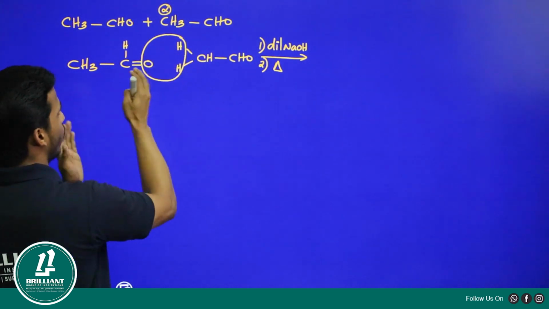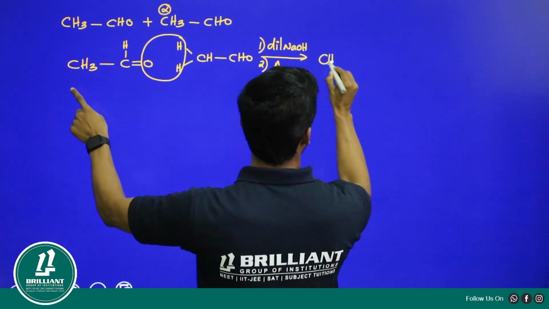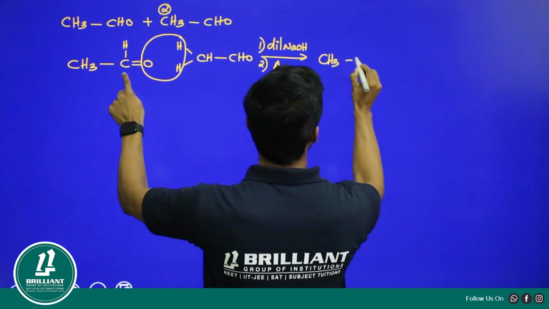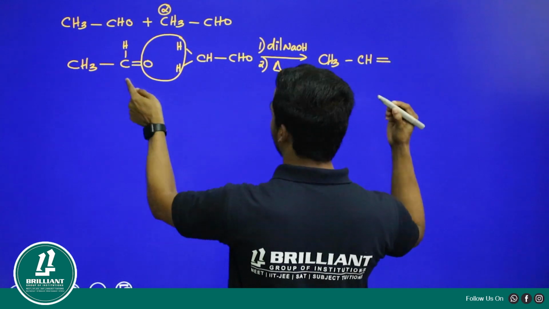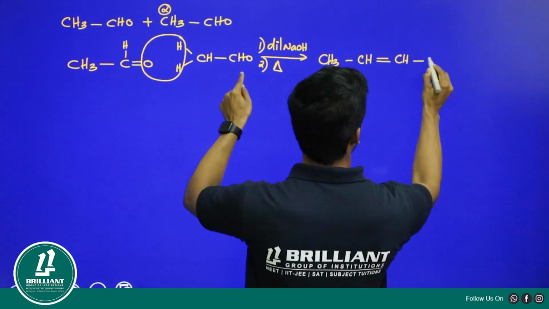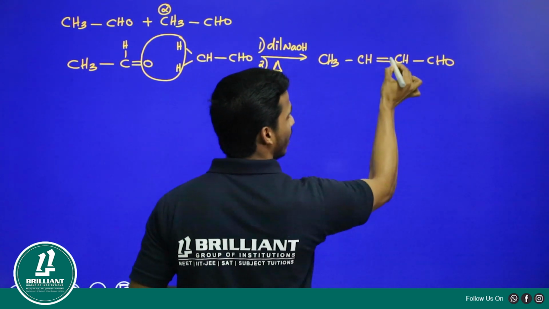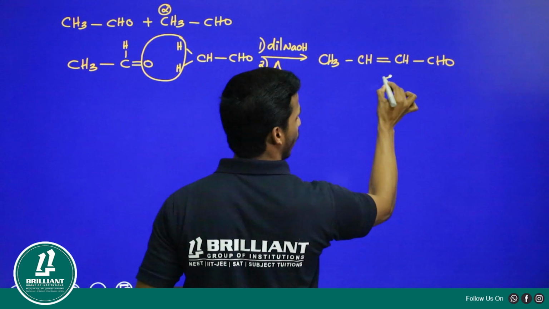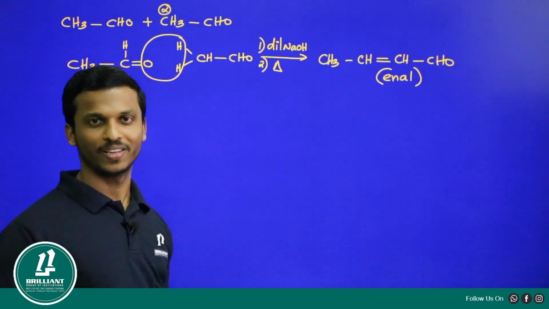So after this compound, directly write the product. What you have on the left side? CH3, and here what you have? CH, and a double bond is there. Where is it connecting? This CH, and it is connected with a CHO. This is the main functional group. This is an alkene, right? This is called as what? Enal. This is the final product.